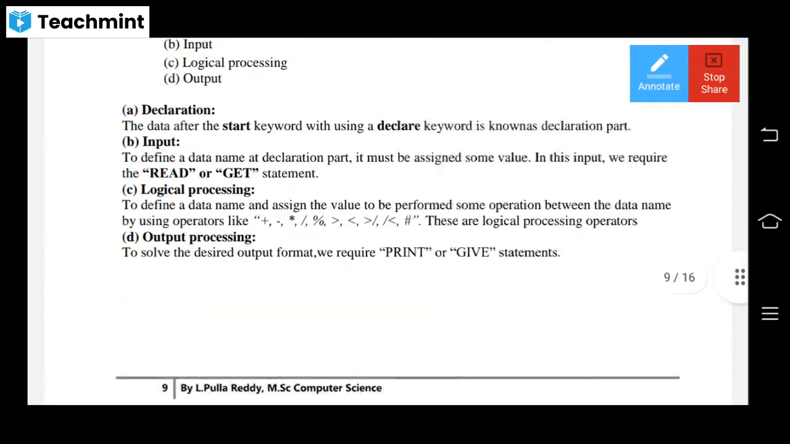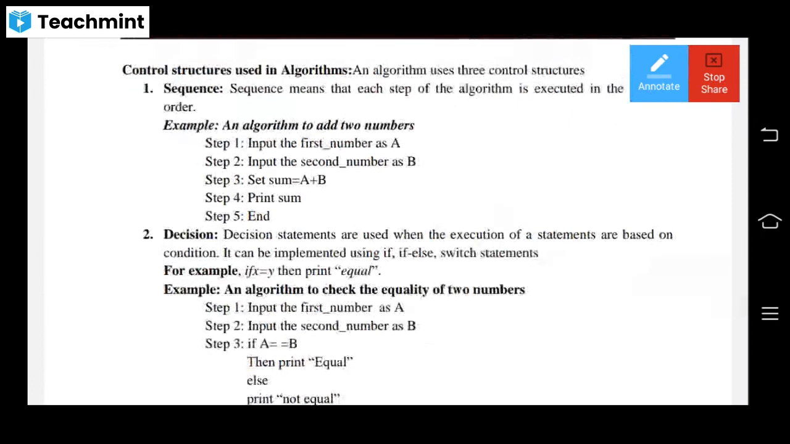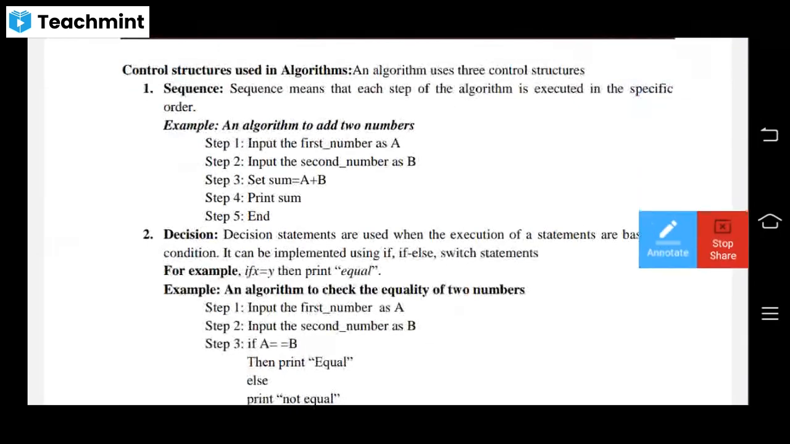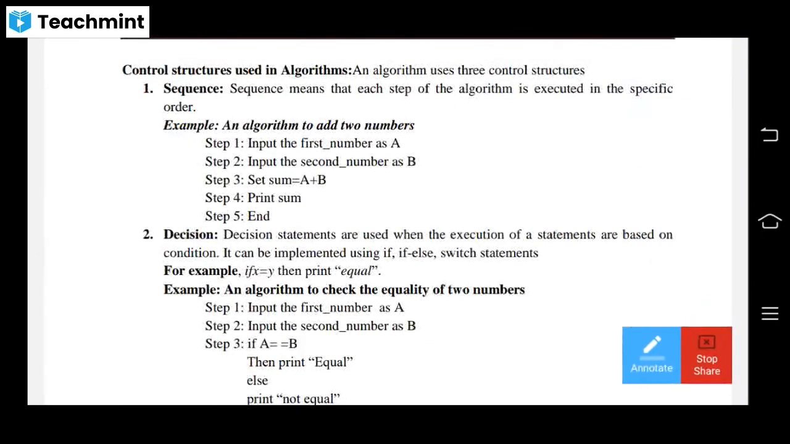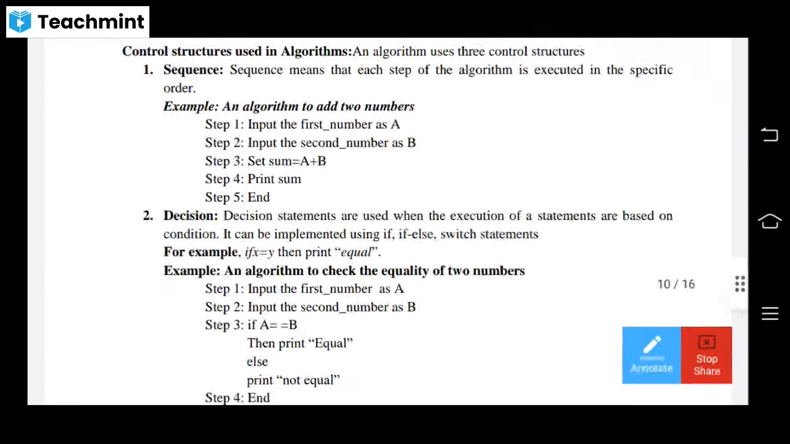Next we go through the control structures used in algorithms. Actually, what is meant by control structures? Those which are able to control the logic, we call control structures.